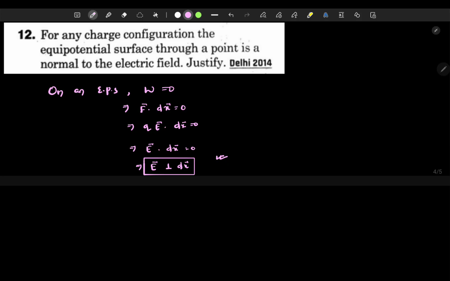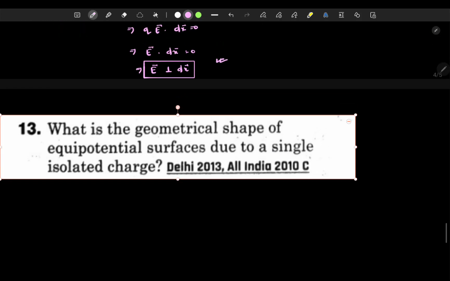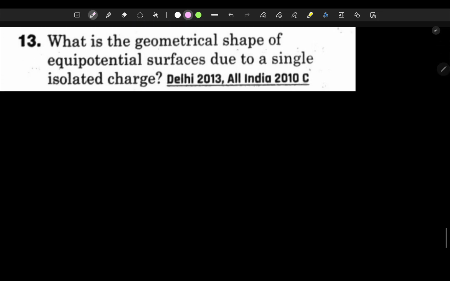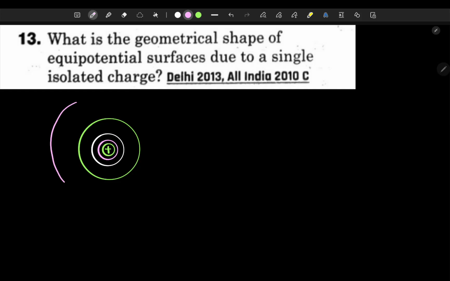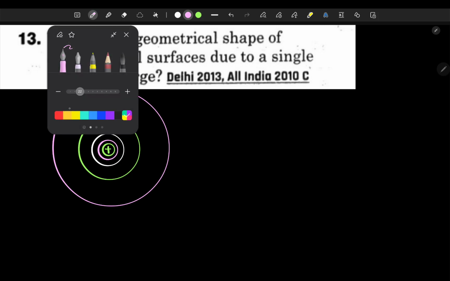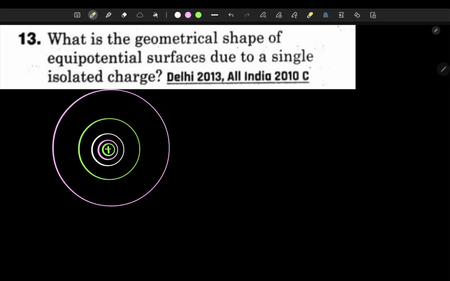So question number 12 is finished. Next question is asking, what is the geometrical shape of the equipotential surface due to a single isolated charge? Already we have discussed. Yes, this is your single isolated charge. The equipotential surface is spherical in nature, but you have to draw the spheres in such a way that the dr, the perpendicular spacing between two consecutive equipotential surfaces, should be in increasing manner, because E is proportional to 1 by dr. So already we have discussed.